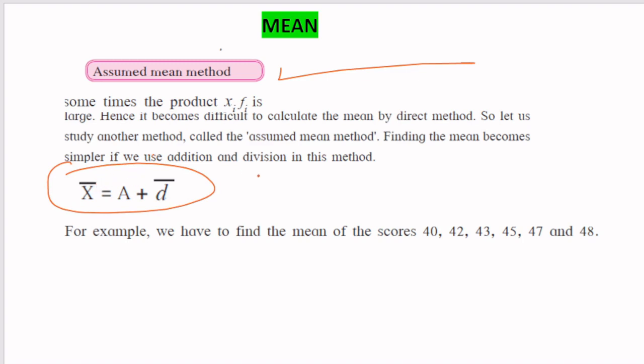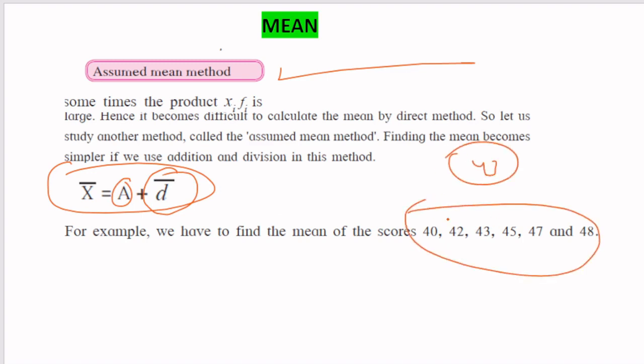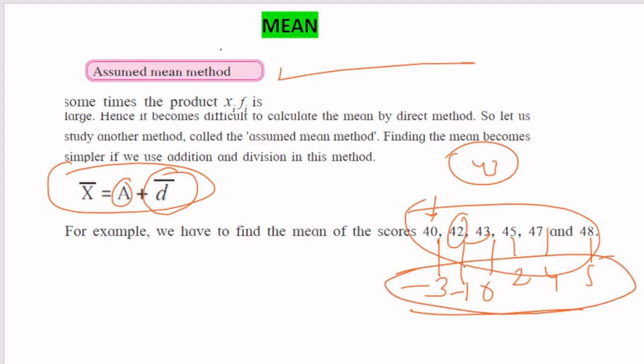In this case, x bar, that mean, will be assumed mean plus whatever the deviation. What is the deviation in this case? For example, let's see these numbers. Let's say I assume 43 will be my mean. So the deviation is the number 40 minus 43, which is minus 3. 42 minus 43 is minus 1. Here it will be 0. Similarly here 45 minus 43 is 2. Here 4, here 5. Like that, the difference from the mean to that number. You have to take care of the plus and minus sign also. This is called deviation. We'll understand it in detail.